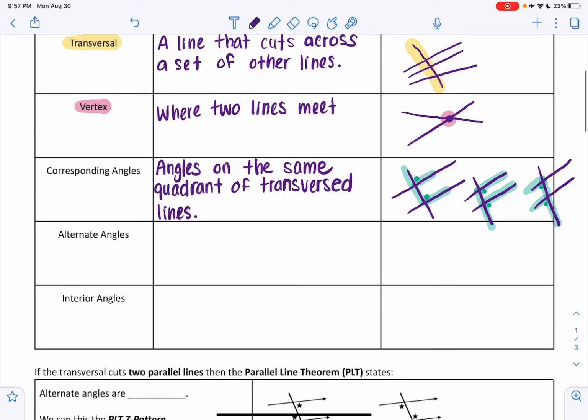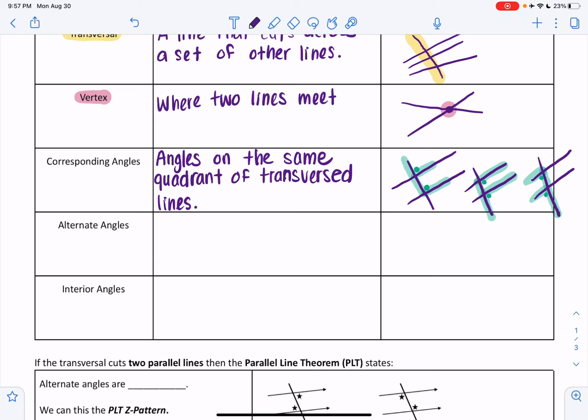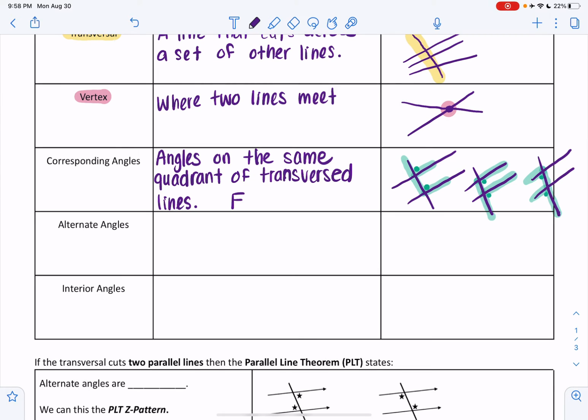Now the next definition are what are called alternate angles. And these are angles on opposite quadrants of a transverse line. So we'll write that out and then I'll show you what I mean. Oh, up here we should write that it is our F. Just forgot about that.